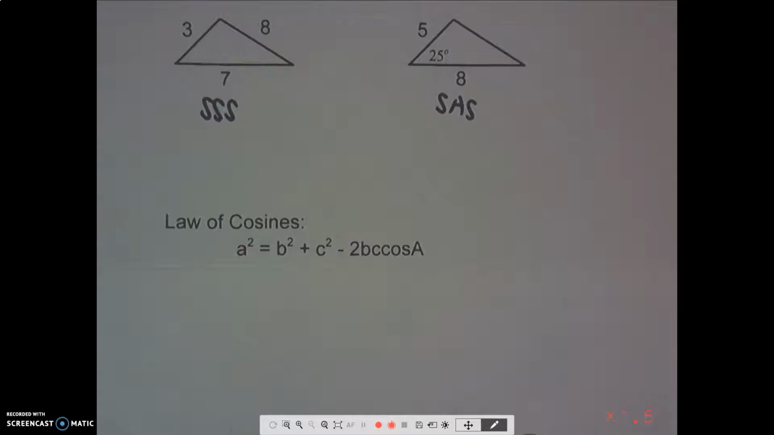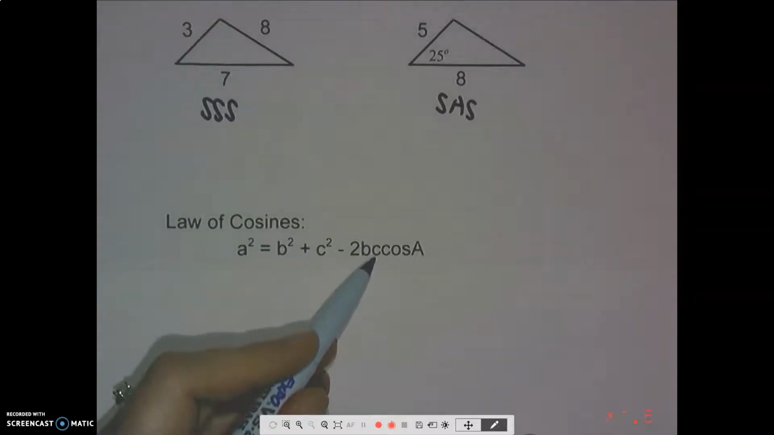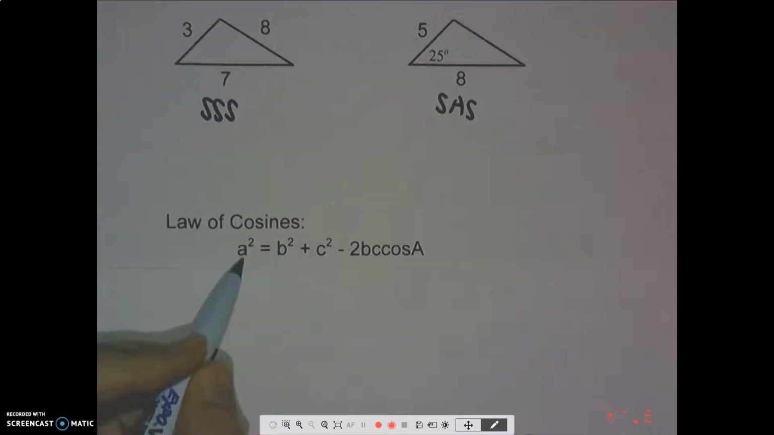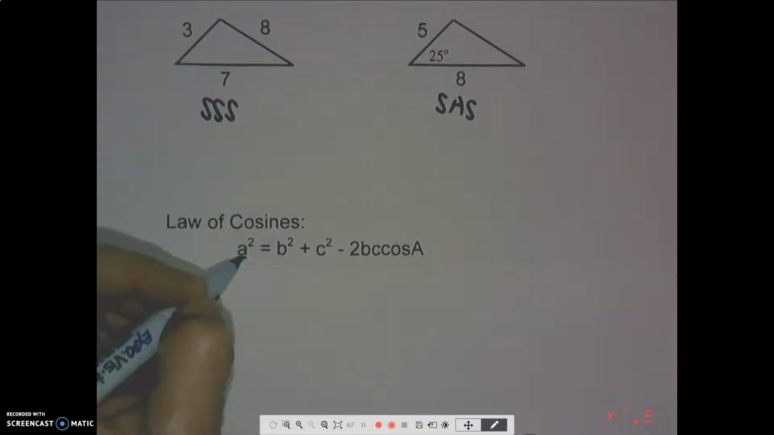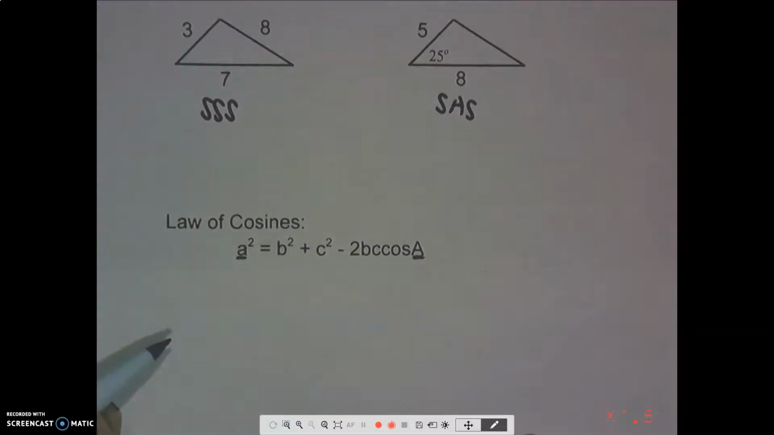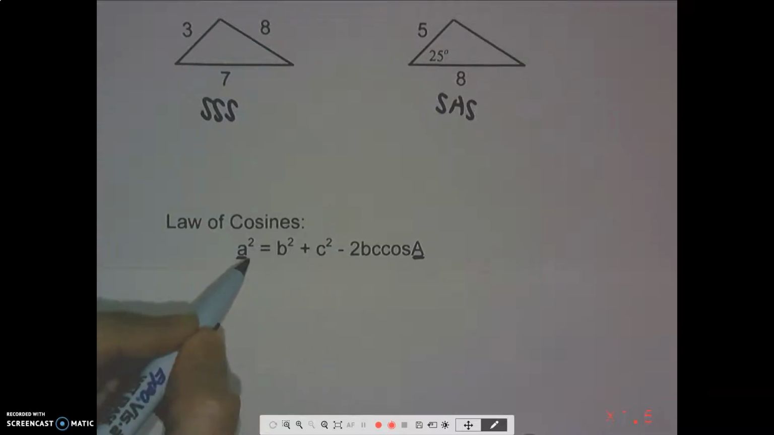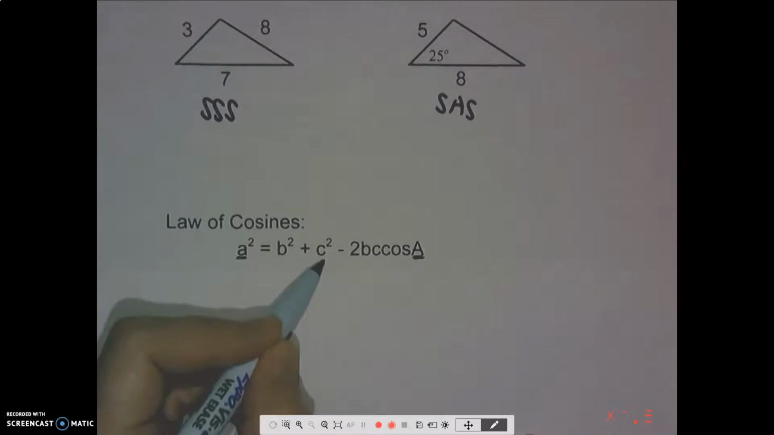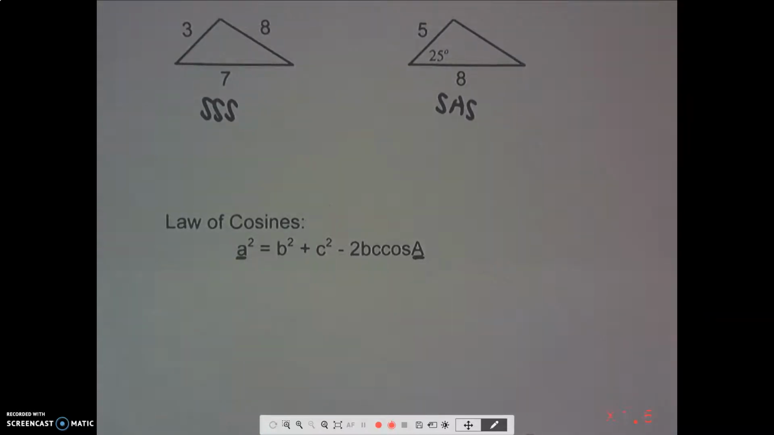I don't want you to get too hung up on the fact that it looks super crazy, but we have a squared equals b squared plus c squared minus 2 times b times c times the cosine of A. This part here, a squared equals b squared plus c squared, looks very familiar because it looks like the Pythagorean theorem. Normally it's a squared plus b squared equals c squared, and that doesn't matter in this case. But this letter and this letter must be the same. So a squared equals the two other sides squared and added together. Then we're subtracting 2 times those same two sides times the cosine of whatever angle corresponds to that side.